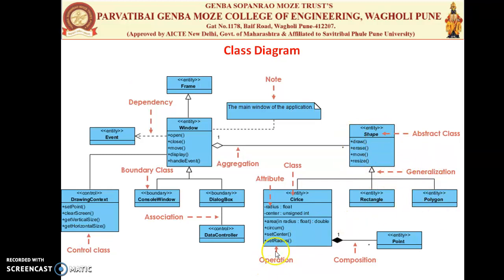So these are the operations, and this is the composition. Composition means when the circle class is destroyed, the point class will be totally destroyed. The point class cannot stay alone in the system. So this is just a view of a class diagram, having different classes, attributes, and relationships.